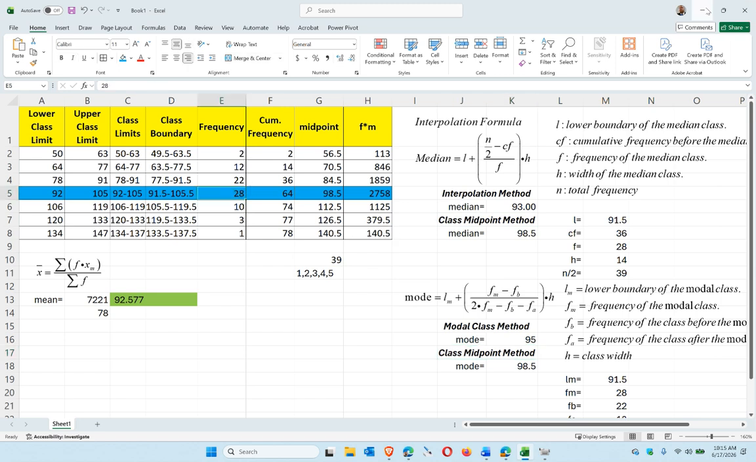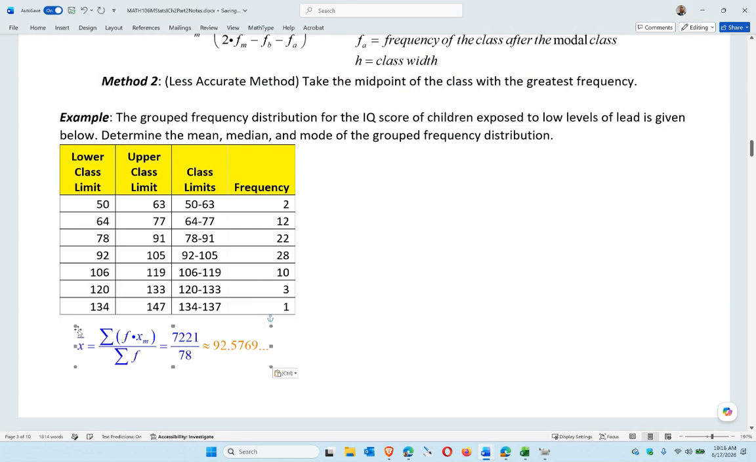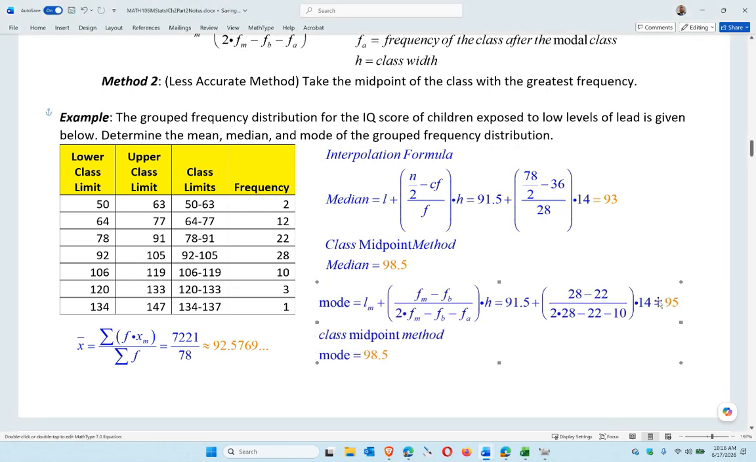All right, so if we go back to the notes, we essentially found the midpoints and the frequencies. We multiplied them and divided, and we got the mean, x bar. The interpolation method, we had to figure out a whole bunch of different things. Okay, and then we got 93. Otherwise, the midpoint was 98.5. And the mode, same thing. We had to figure out a whole bunch of different things, and we got 95. Otherwise, it's 98.5 for that.